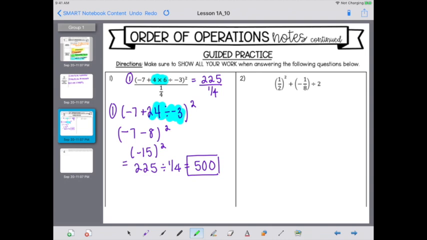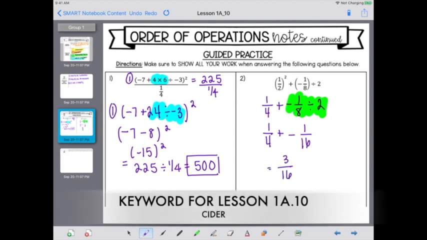Okay, so what I'm going to do is I'm going to rewrite my expression. 1/2 to the second power is going to be 1/4 plus negative 1/8 divided by 2. So I need to take care of my division first. 1/4 stays the same, plus negative 1/8 divided by 2, I'm going to get negative 1/16. So we have 1/4 plus negative 1/16. Using your calculator, I will find my answer to be 3/16, and that's my answer.